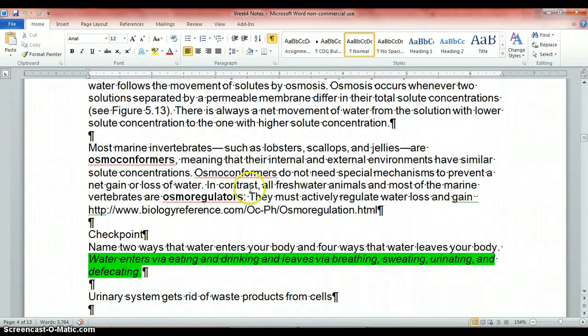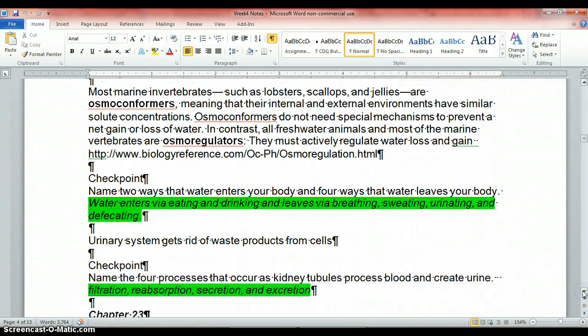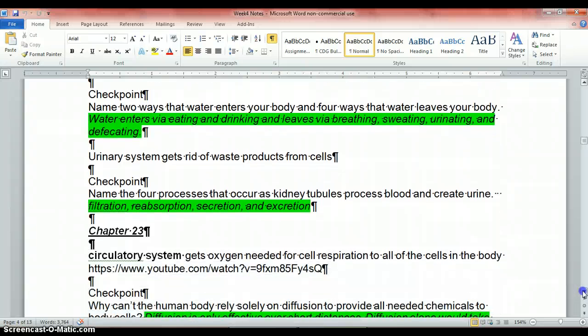So what's next? Most marine invertebrates, you finally get into the critters, such as lobsters, scallops, and jellies, are osmoconformers, right? Meaning that their internal and external environments have a similar solute concentration. Osmoconformers do not need special mechanisms to prevent a net gain or loss of water. In contrast, all freshwater animals and most marine vertebrates are osmoregulators. They must actively regulate water loss and gain. Which one do you think evolved first? Could be interesting. Look it up.